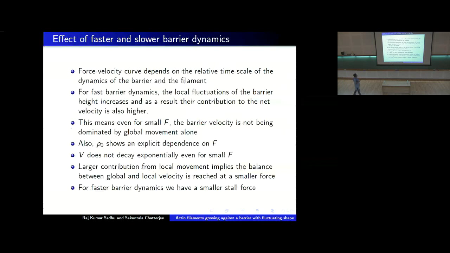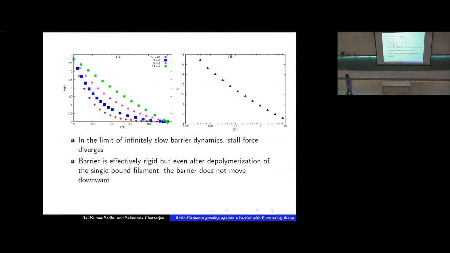Okay. Now, next is the effect of faster and slower barrier dynamics. So here, notice that there are two processes. One is the filament dynamics, and another is the dynamics of the surface. And so far, we were considering the case when both the time scales are equal. But suppose now we introduce some relative time scale, then what happens? So this is what we find.